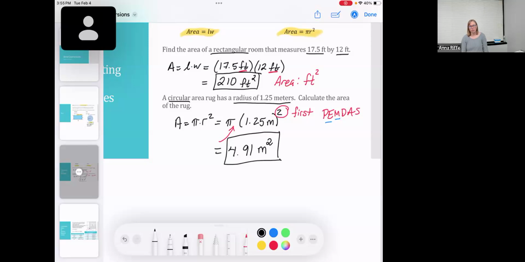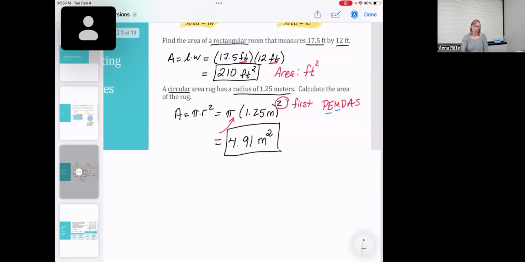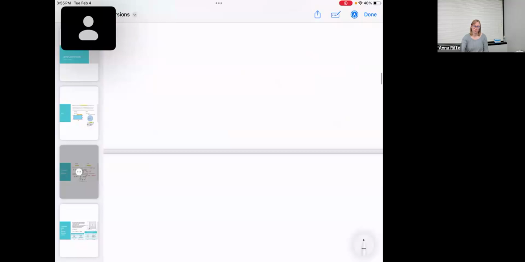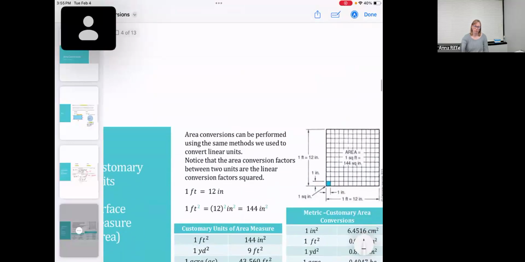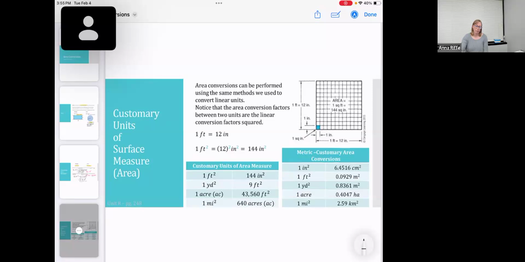Okay. And again, you don't need to memorize those formulas, but it is a good idea to do some practice with them just so that you know how to use them. Okay. Little bit of discussion on what area actually is. And then we can get to how we can do conversions in area.